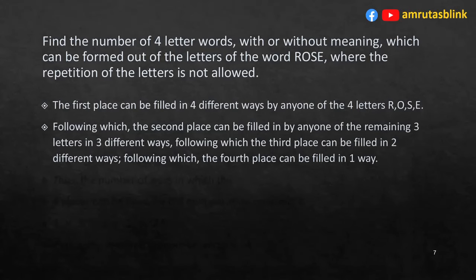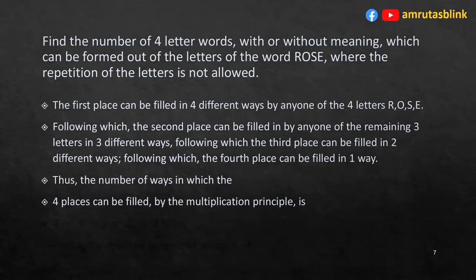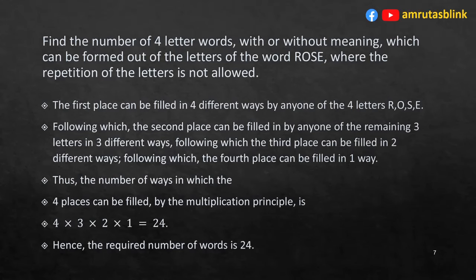Now repetition of the letters is not allowed. So the second place can be filled with the remaining 3 letters, the third place with the remaining 2 letters, and the fourth place with just the remaining 1 letter. So the required number of words will be 4 into 3 into 2 into 1, that is 24. So out of the letters R, O, S and E, we can create 24 different 4-letter words. Hence the required number of words will be 24.